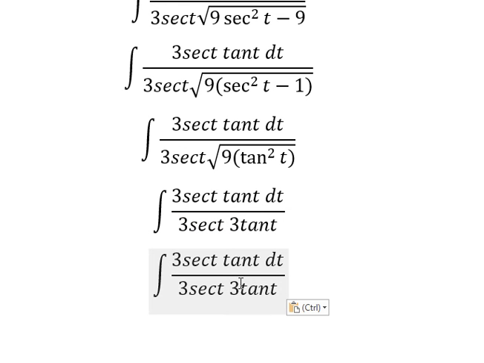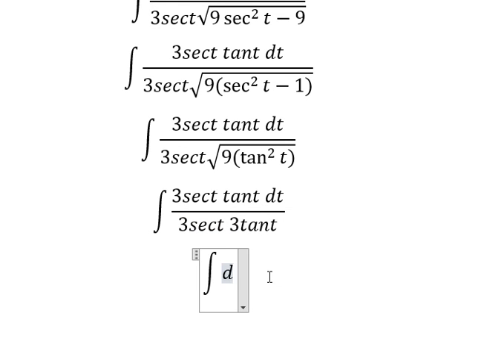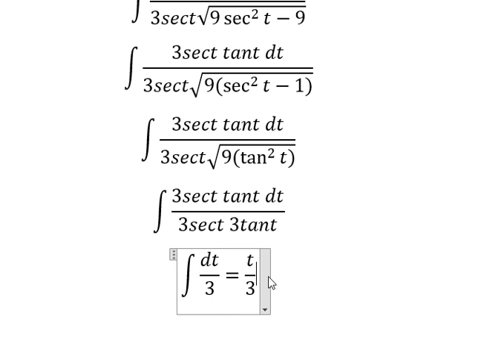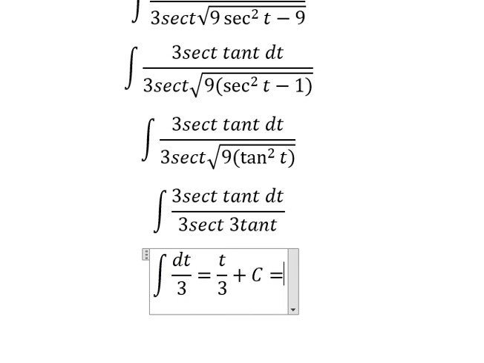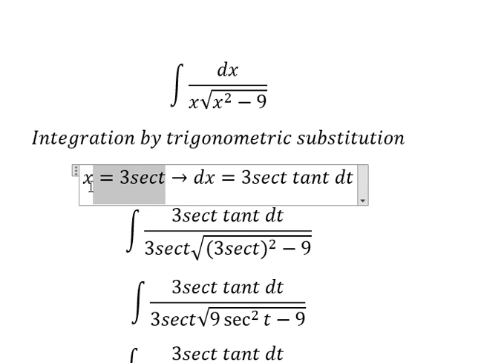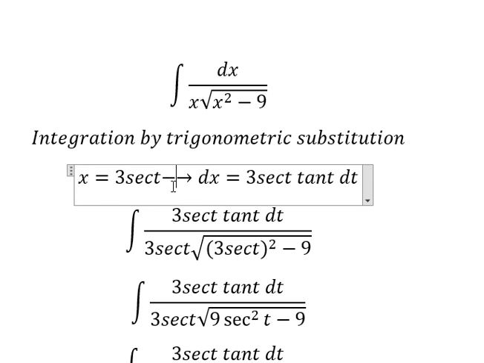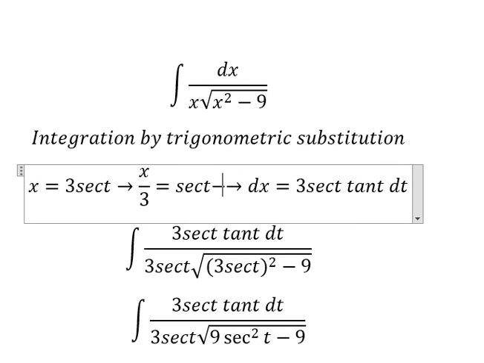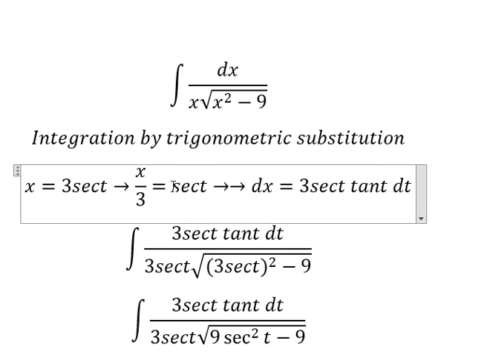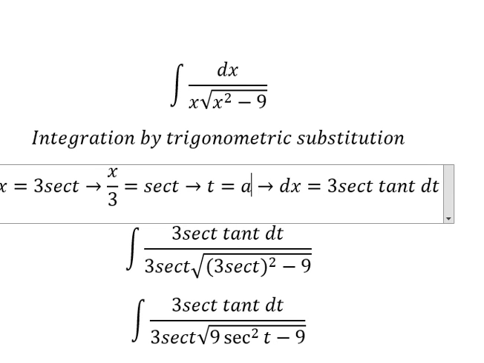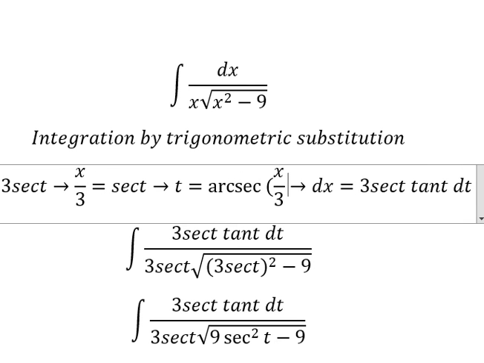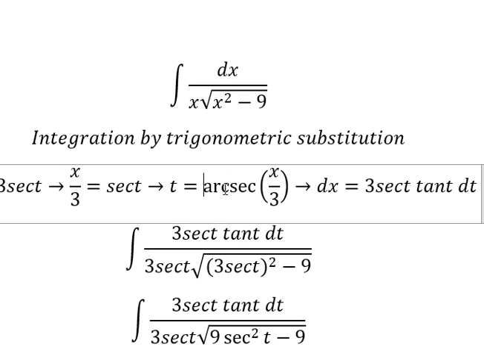Now we need to simplify it, and we have dt over 3, and we have t over 3 plus c. About t, that is this one. So we divide both sides by number 3, and now we need to change t equals to secant inverse of s over 3. So I will put this one to change for t.